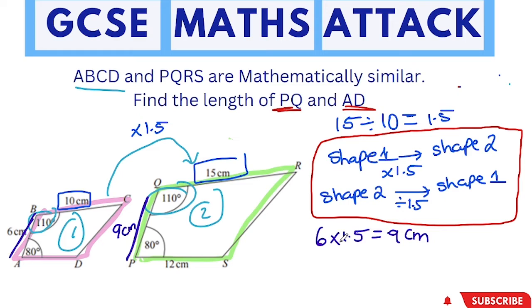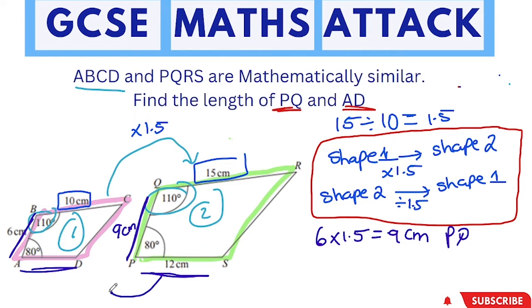Now, what do I do next? I'm asked to work out AD. So PQ is equal to 9 centimeters. And how do I work out AD? Where is AD? AD is over here. What's corresponding to AD in shape number 2? I can see PS is corresponding to that side AD.